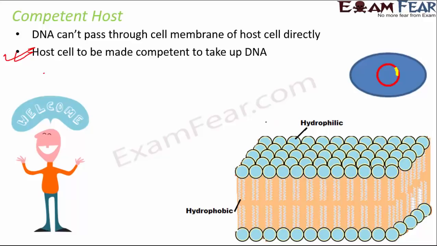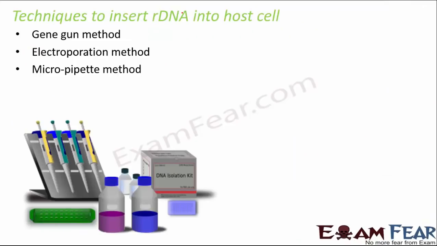Now for this recombinant DNA to enter the host cell, the host has to be competent to take up that DNA. Why do we talk about that? Because when you look at the membrane of the host cell, the cell membrane has a hydrophilic and a hydrophobic end, as you see in this case. So it is important that the host is made competent so that the recombinant DNA can enter inside the host cell. Competent host is another important topic from your exam perspective from this chapter, so learn about it in more detail from the detailed videos. There are several techniques to insert the recombinant DNA into the host cell, like the gene gun method, electroporation method, micropipette method, and you must know about each of these methods at least in brief.